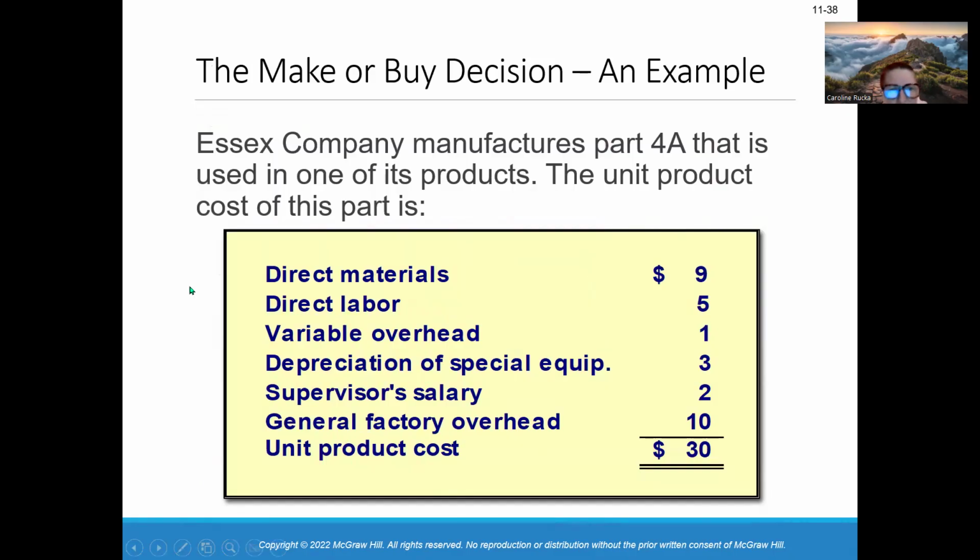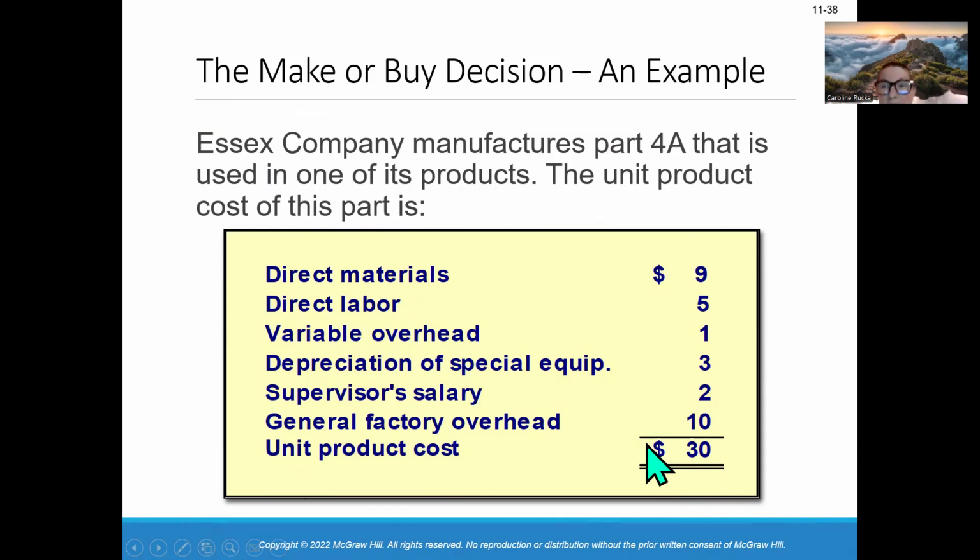Okay, so let's look at an example of that. Essex Company manufactures part 4A that is used in one of its products. The unit product costs of the part are as follows. We've got direct materials, direct labor, variable overhead, depreciation, supervisor salary, general factory overhead, all on this one unit. According to this table, the unit product cost is $30.